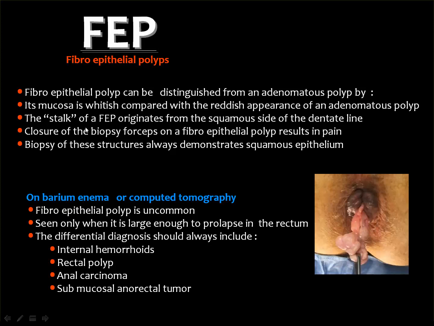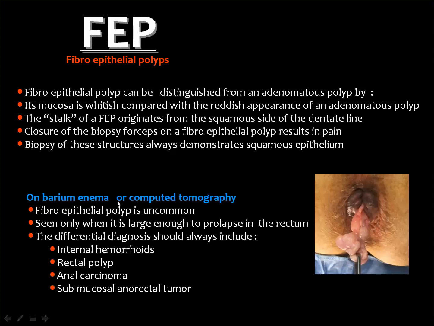The stalk of the fibroepithelial polyp originates from the squamous side of the dentate line, meaning that it arises below the level of the dentate line. Closure of the biopsy forceps on the fibroepithelial polyp usually results in pain. Biopsy is always taken to assess the origin of the lesion and to exclude the possibility of an underlying malignancy.